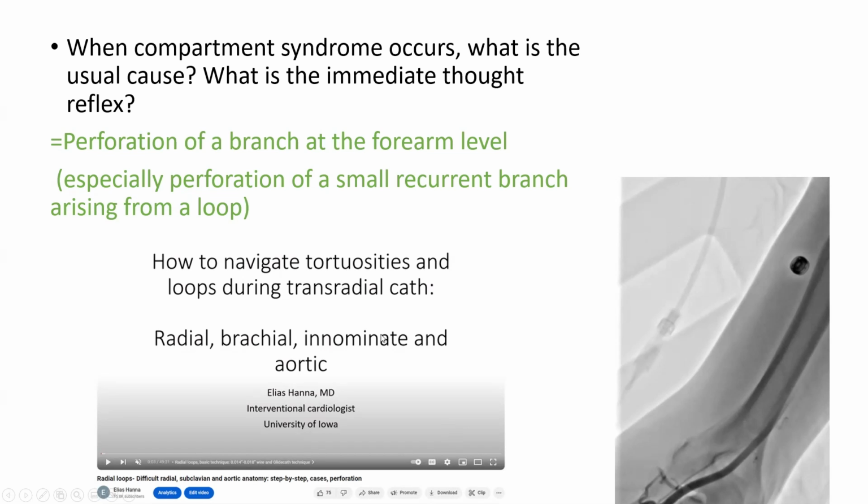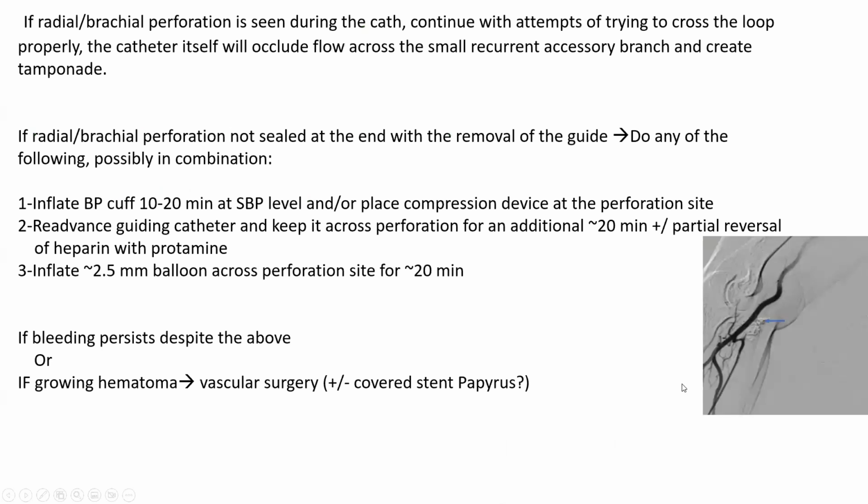So when you encounter difficulty and you use some tools to navigate that loop or that tortuosity, you will need to do digital subtraction angiography, and it may identify a leak that happened during your initial maneuvers. And I explain how to deal with that. Usually the way you deal with it is that you continue your procedure. Even in intervention, you just advance your guide across, and putting devices across that area that has a branch with a leak will tamponade the leak.